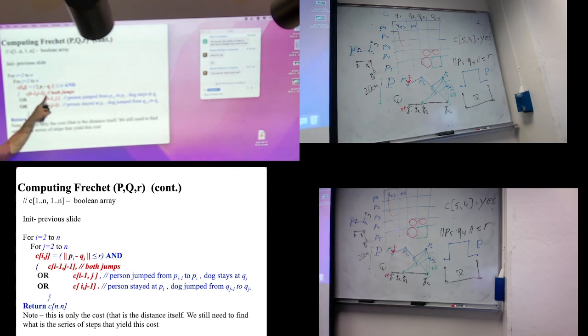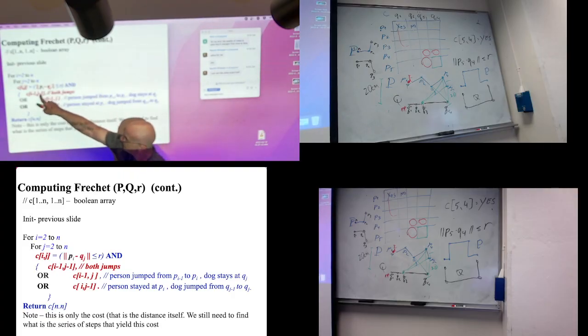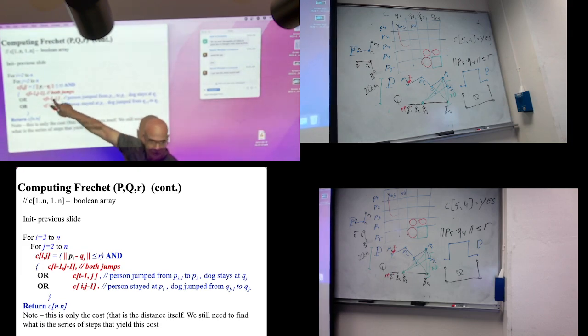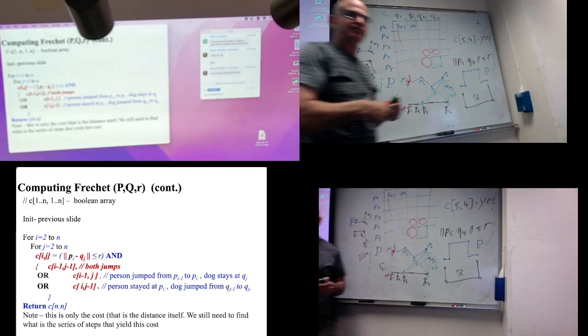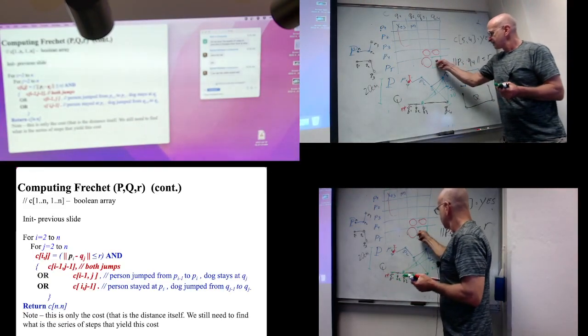The yes here means a leash of length R will fit this type of trip. If C[i-1][j] contains yes, it means the person jumped from P[i-1] to P[i], and the dog stays at Q[j]. And this is just a symmetric case. So this should contain true, or this should contain true, or this should contain true. It's not XOR. If two of them are true, that's fine. But that's the only case in which you write yes over here.